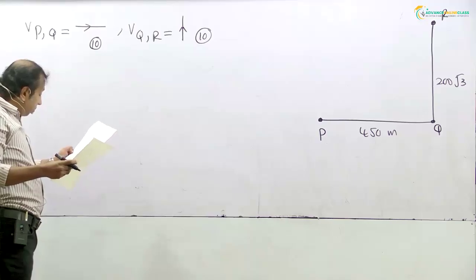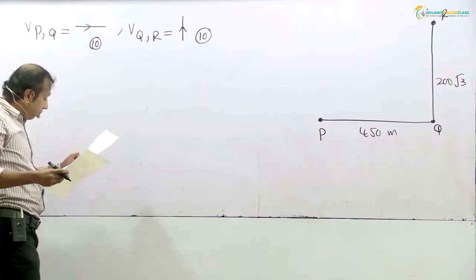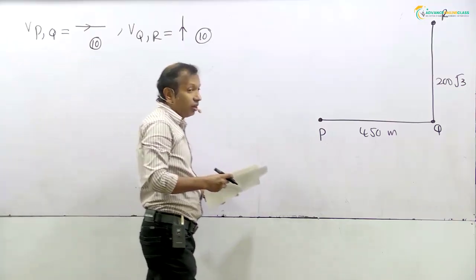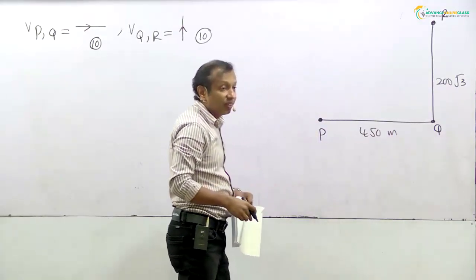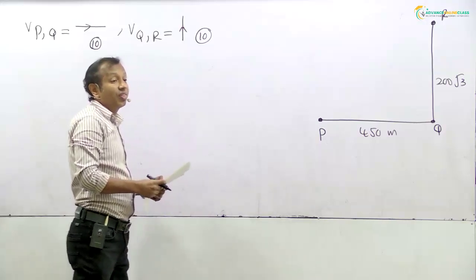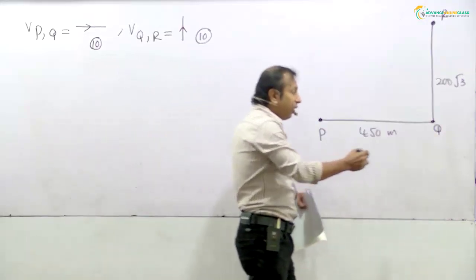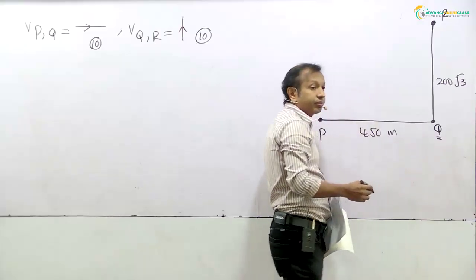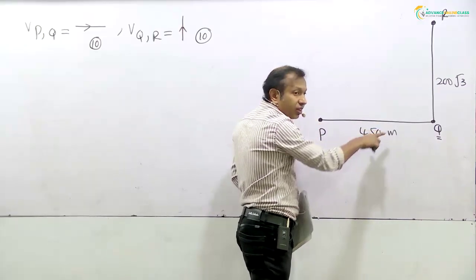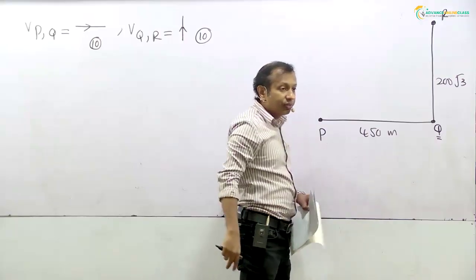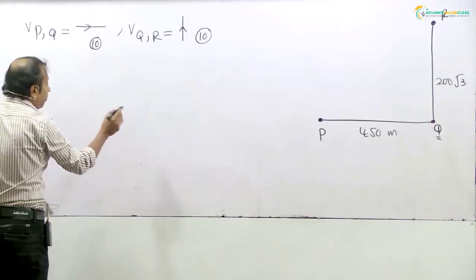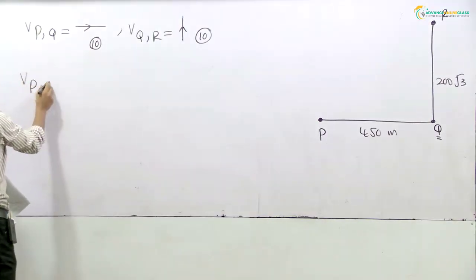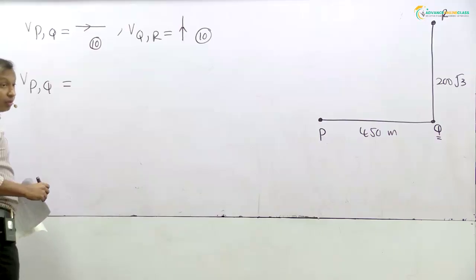It is given that boat P meets boat Q in 45 seconds. Now think like this. When Q is at rest, P must move in this direction 450 meters. When Q is at rest, what is the velocity of P? Velocity of P relative to Q. How to find?